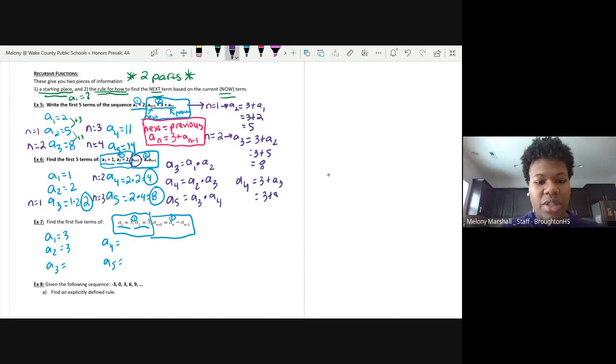Doing this over here to the side. We want A sub 3, so therefore n has to be 2. So this is n equals 2. This would have to be n equals 3. This would have to be n equals 4. It always goes in numerical order.